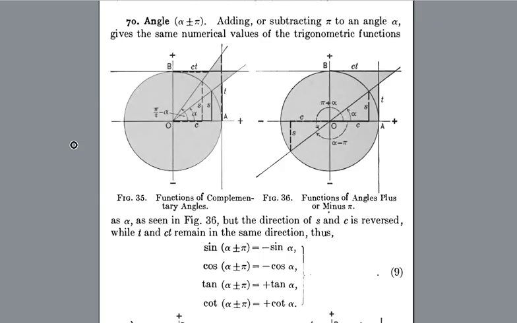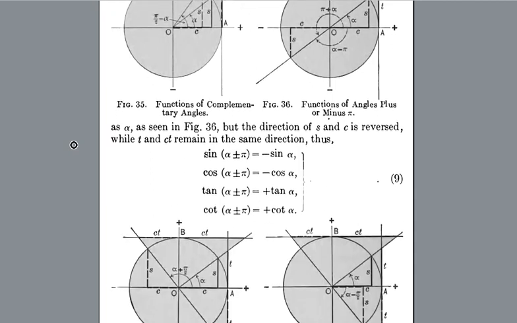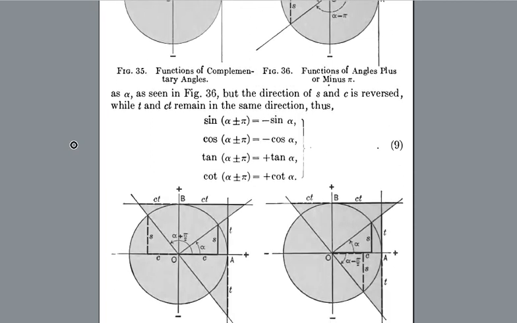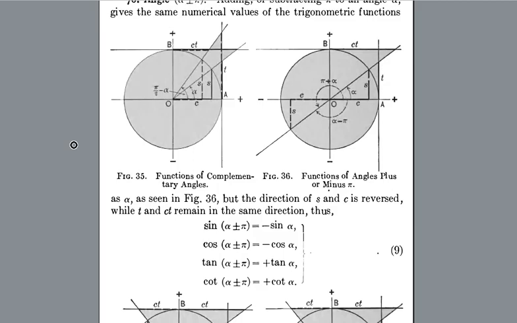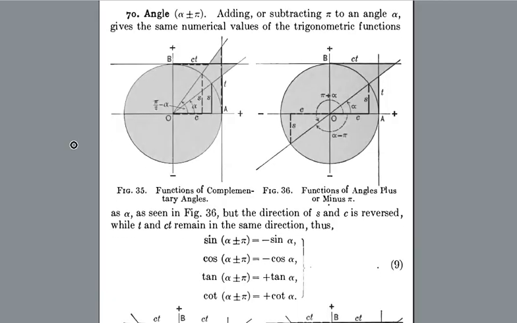The sine of alpha plus or minus pi equals the negative sine of alpha. The cosine of alpha plus or minus pi equals the negative cosine of alpha. The tangent of alpha plus or minus pi equals the positive tangent of alpha. The cotangent of alpha plus or minus pi equals the positive cotangent of alpha.